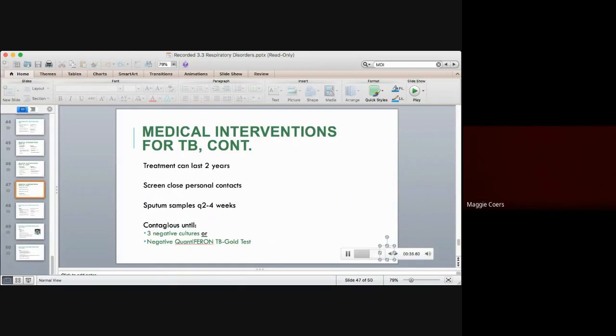During the 2-year treatment, the patient will need to come in and get sputum cultures about every 2 to 4 weeks. That's checking whether the tuberculosis is remaining active, whether it's responding to medications, or whether it goes dormant. And they'll need to screen for resolution of the TB. A patient is considered contagious until there are 3 negative sputum cultures, or they have a negative QuantiFERON TB Gold test.